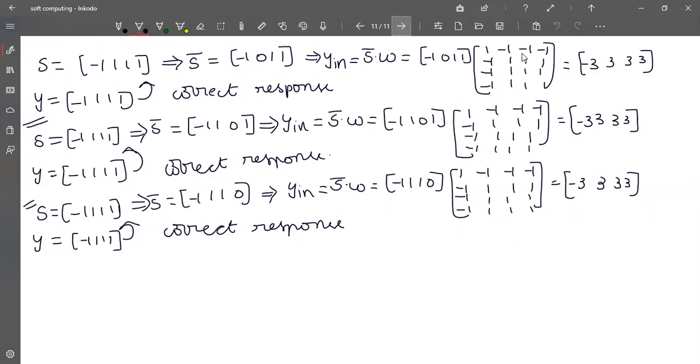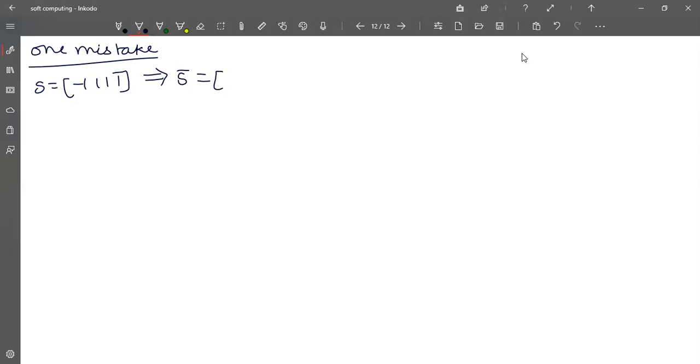One mistake value in the sense we have to change if it is -1 in the given input vector, we will be changing to +1. So doing such a mistake for one value. Now let's see. One mistake. So our initial thing is -1 1 1. Let me make a mistake on the first value. So our test vector will be, I'm changing this -1 to +1, so 1 1 1.